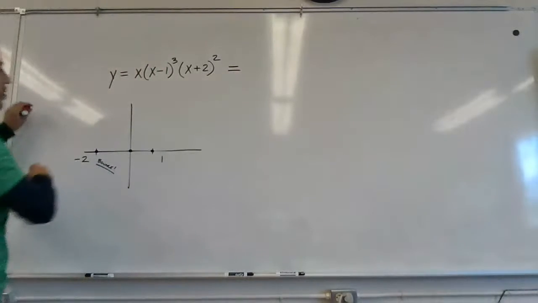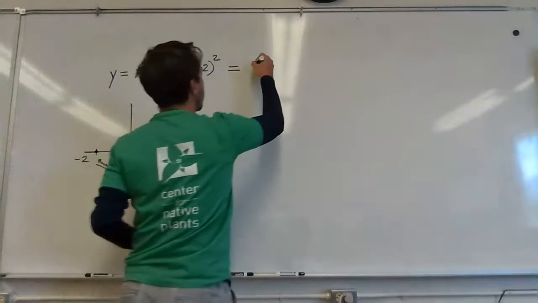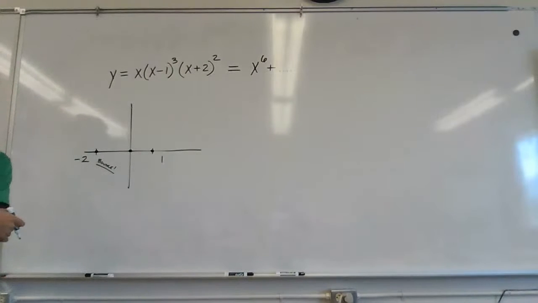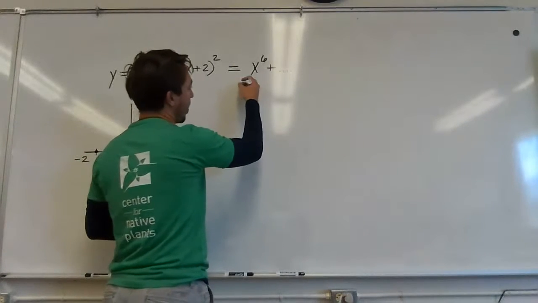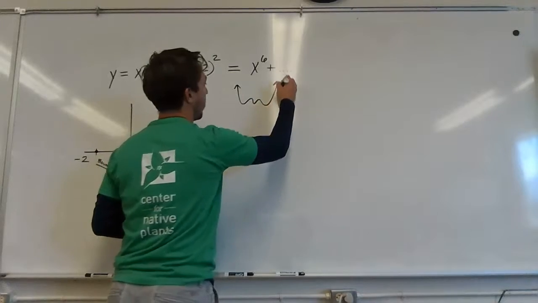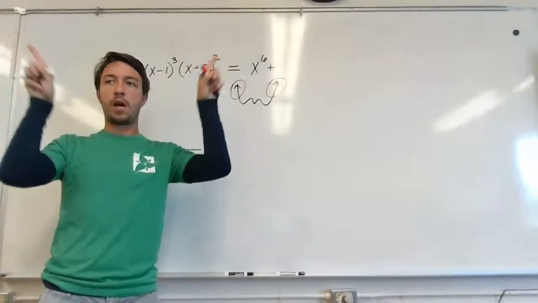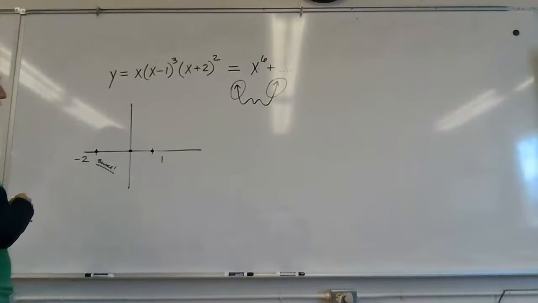All right, so let's see. If we were to expand this whole thing out, what do we get? x to the 6. Very good. Excellent. We have x to the 6th plus a whole bunch of other stuff. Is everyone okay with that? Make sense? Okay. And then what kind of end behavior does x to the 6th have? The inside can be all wacky and wonky, but no matter what, it's going to have to do that. Right?